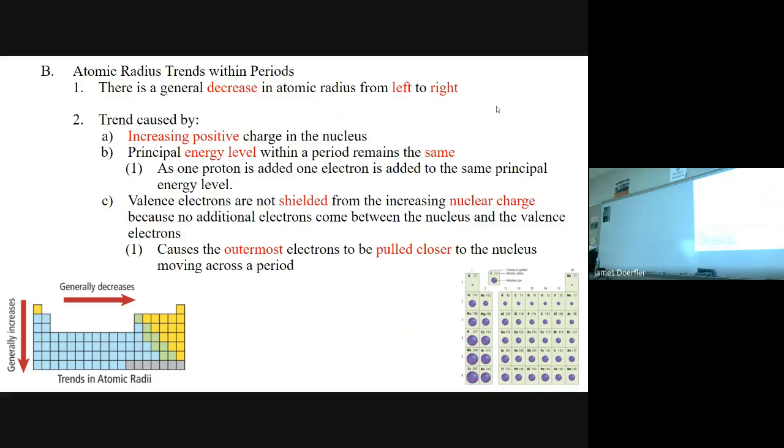They're kind of like an army or a military group that is helping to shield or block the protons from attracting the valence electrons. But as we go from left to right, we're adding more and more protons to that nucleus, but the number of core electrons is remaining the same. So those core military electrons, they're not changing in size, they're staying the same. Meanwhile, we could say the protons are the enemy, they're increasing.